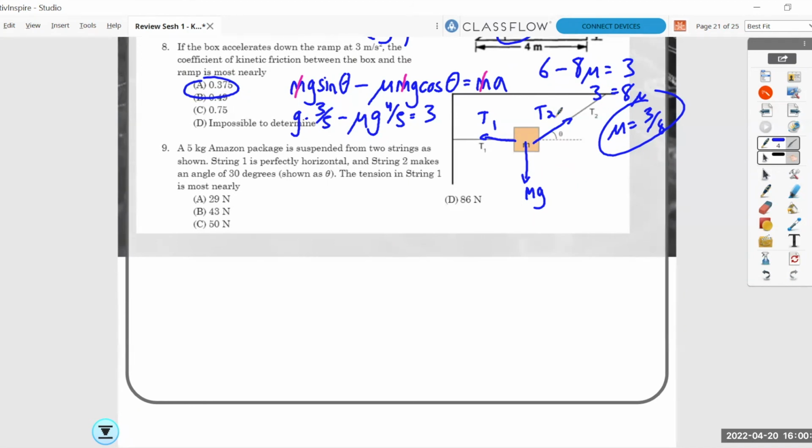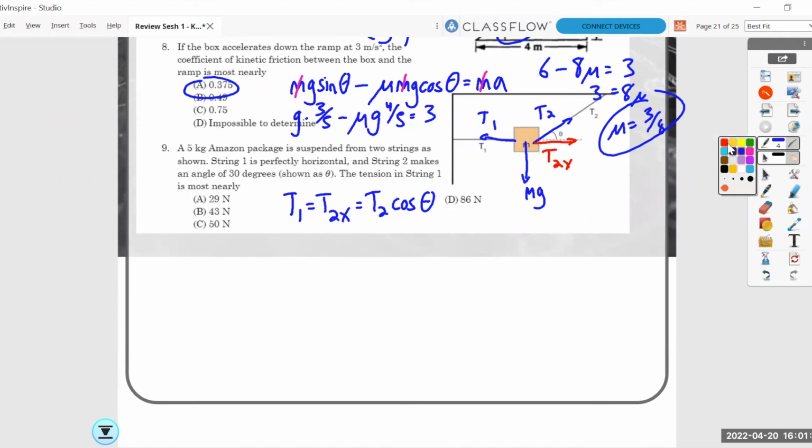In this case, tension in string 1 is a little interesting because the tension in string 1 is actually opposing the x component of T2. So T1, the thing we're looking for, is going to be equal to the x component of T2. Well, if I look at my angle theta here, this is going to be T2 times the cosine of my angle. Cool, so if I can figure out T2, I can figure out T1. Well, let's look at T2.